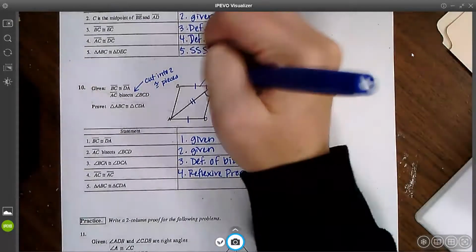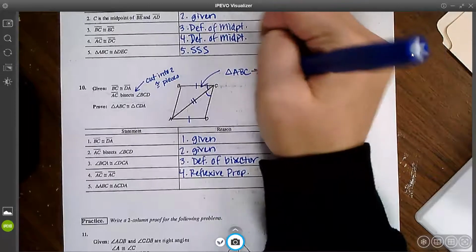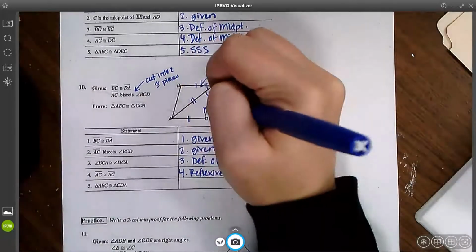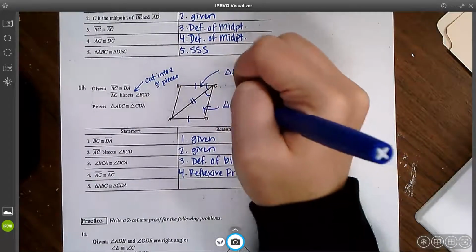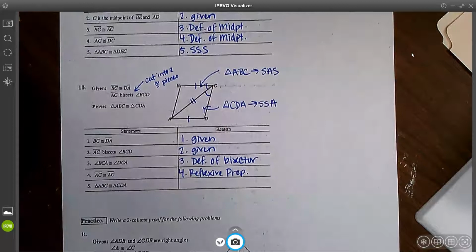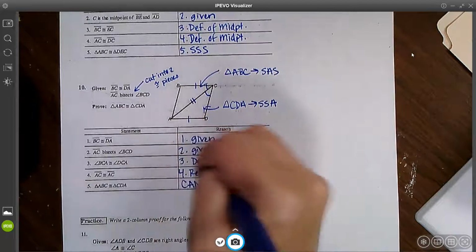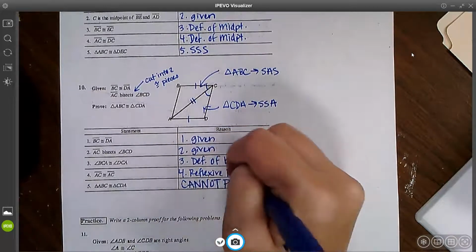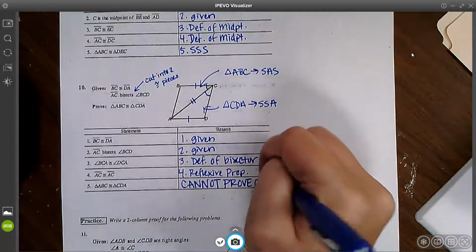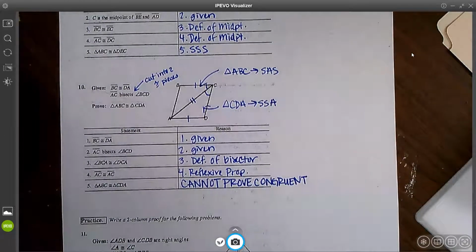But because triangle ABC has side, angle, side, and triangle CDA has side, side, angle, we can't prove these congruent. These do not have the same situation going on in both triangles. So I don't think that we can prove this congruent. Without making assumptions about this, we cannot prove that they are congruent.